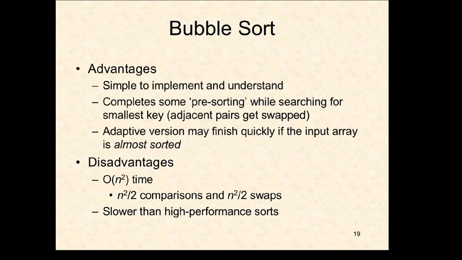The other nice thing is that as we make one pass through the data, yes, we bubble the smallest value to the front, but we leave behind us some of the adjacent pairs are sorted because we didn't swap them. Anything that we didn't do any swaps with is already in the right order. The adaptive version also does a really good job if the data is almost sorted. Like I said, we'll talk about what almost sorted means in the future. The disadvantage is, in the worst case, it is O of n squared time. And because of that, it tends to have a lower performance than our other sorts that we're going to look at, like heap sort, quick sort, merge sort, etc.